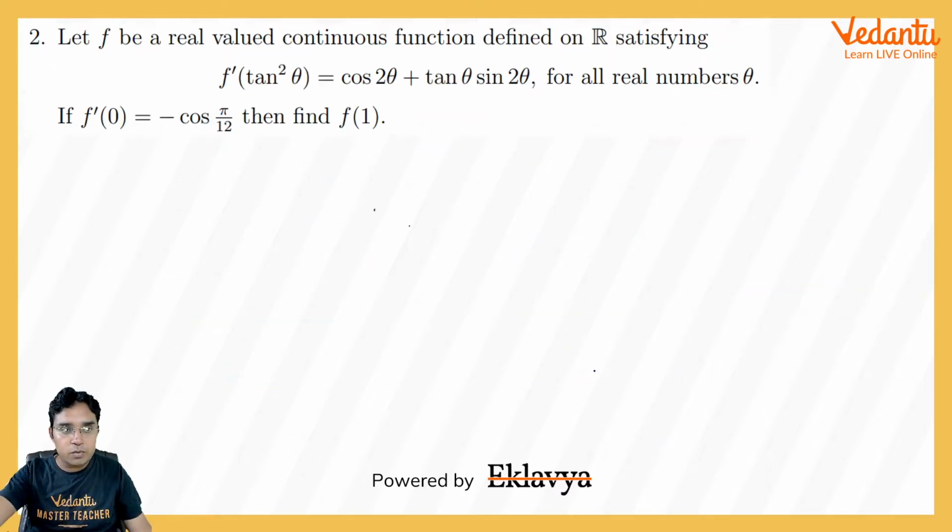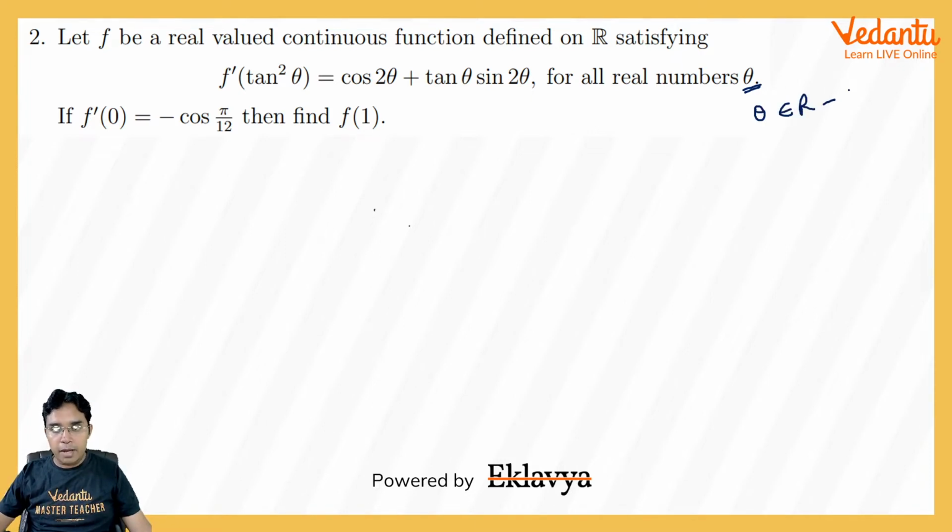Now coming to the next question, that is 2. We are given that f is a real valued continuous function defined on R, satisfying f dash tan square theta is equal to this for all real numbers theta. First of all, I think instead of saying for all real numbers theta, they should have given that theta belongs to R minus (2n plus 1) pi by 2, because at these values tan theta is not defined. Or they could have said for all real numbers tan square theta.